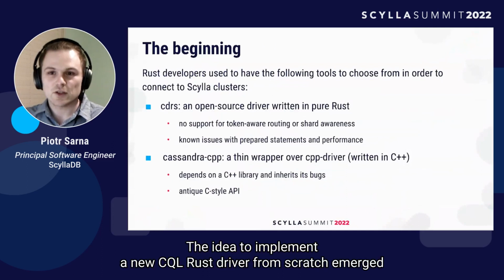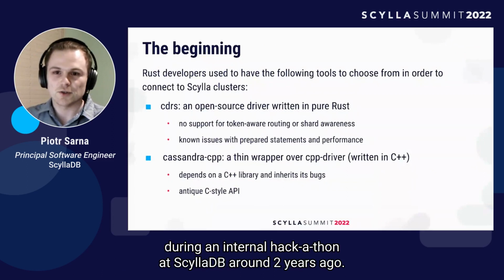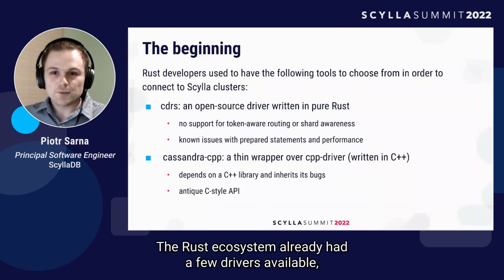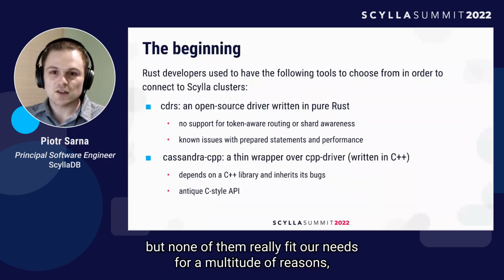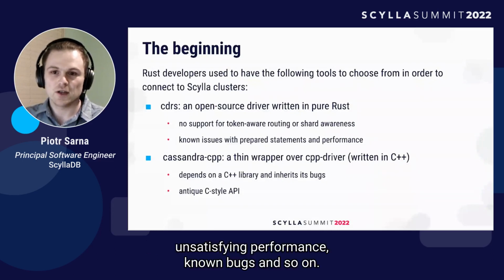The idea to implement a new SQL Rust driver from scratch emerged during an internal hackathon at ScyllaDB around 2 years ago. The Rust ecosystem already had a few drivers available, but none of them really fit our needs for a multitude of reasons. Unsatisfying performance, node bugs, and so on.